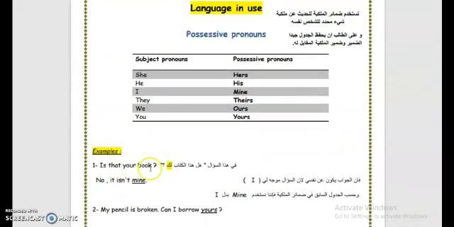Is that your book? No, it isn't mine. Here you are talking about yourself and you have to use mine, because you are talking about yourself. So instead of using I, we use the suitable possessive pronoun for I, which is mine.